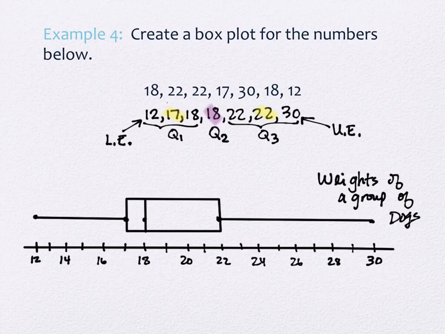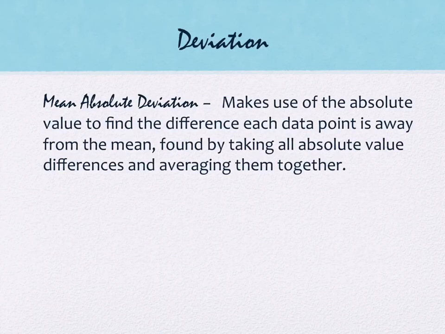All right, so this is a box or box whisker plot. The next one that we're going to look at, and this will be our last one for today, is called mean absolute deviation, and I will abbreviate it MAD. So this makes use of the absolute value to find the difference that each data point is away from the mean. It's found by taking all absolute value differences and averaging them together. The process by which we do this is easier to do than to say. That happens sometimes when I'm giving a description about stuff in mathematics.